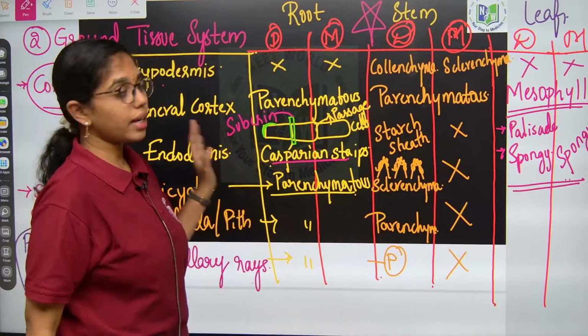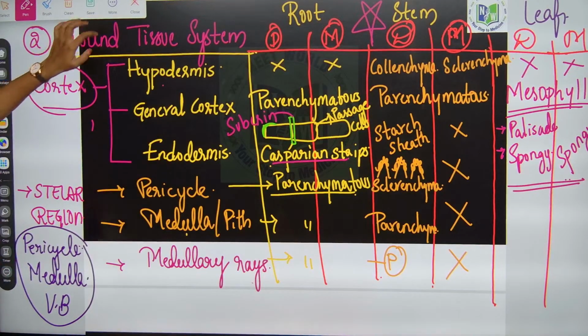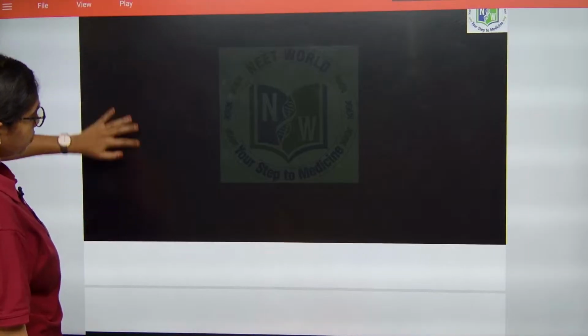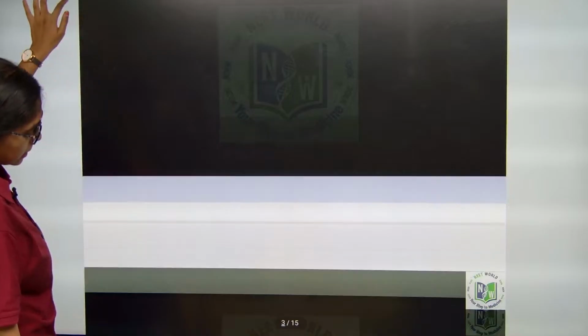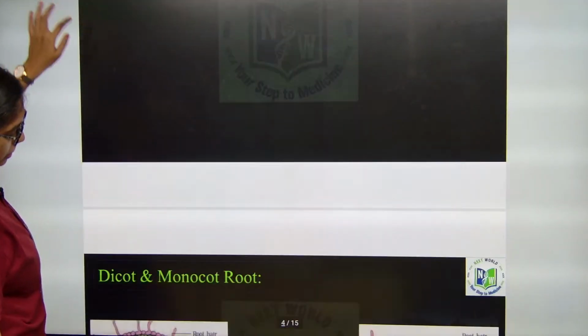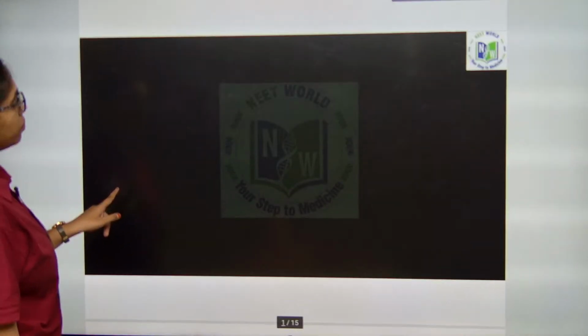Clear, right? Any doubts anywhere in the complete ground tissue? No, right? Now we will move to vascular tissue system. Just give me a moment. Yeah. So we will see vascular tissue system.